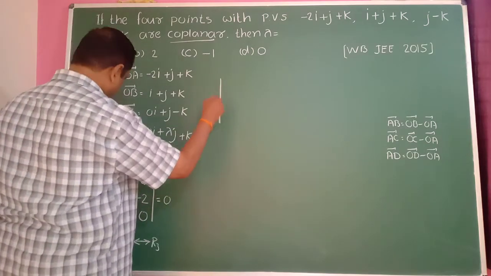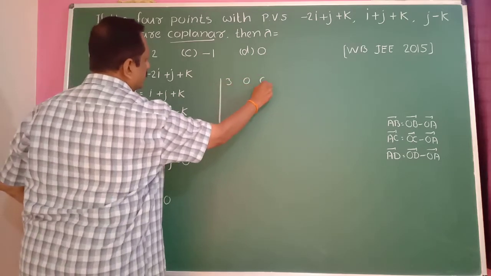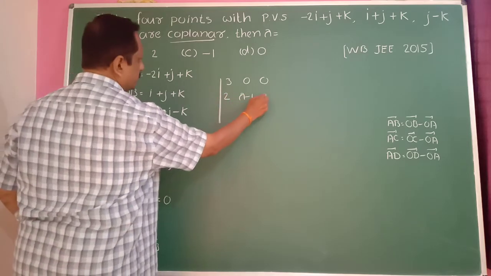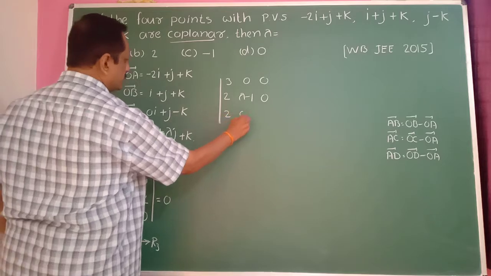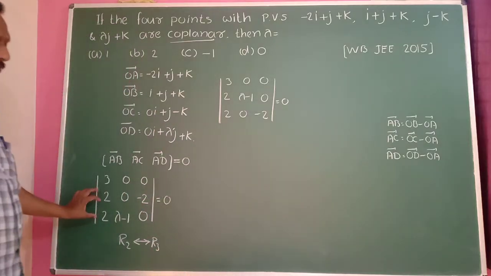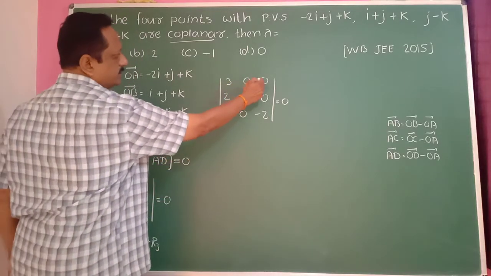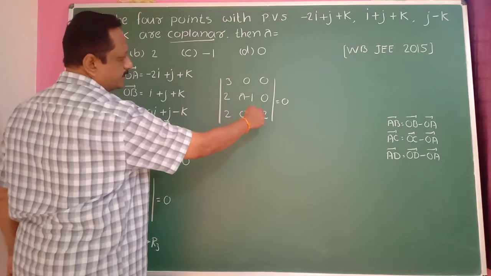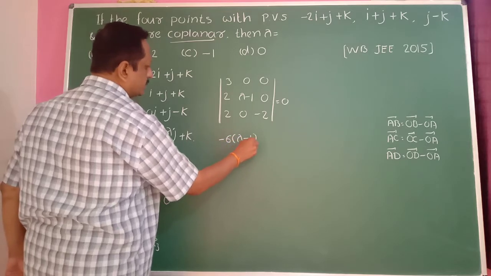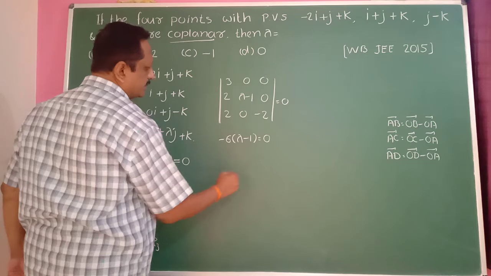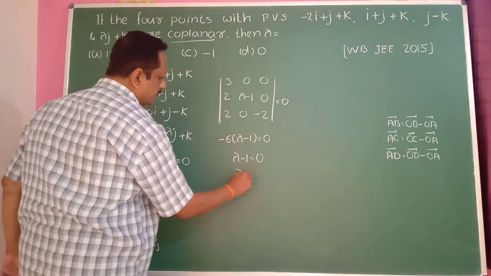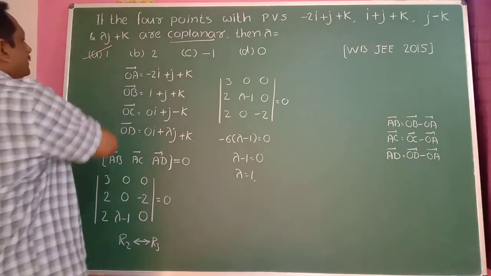Therefore, the determinant of 3 0 0, then 2 λ-1 0, then 2 0 -2 is equal to 0. Interchanging these two rows here, these three terms are 0 here. Hence directly multiply the diagonal elements here. 3 times 2 is 6, so -6 into (λ - 1) is equal to 0. Take -6 to the right hand side: 0 upon -6 is 0. So λ - 1 equals 0. Hence λ is equal to 1 here. Therefore, the first option is correct here.